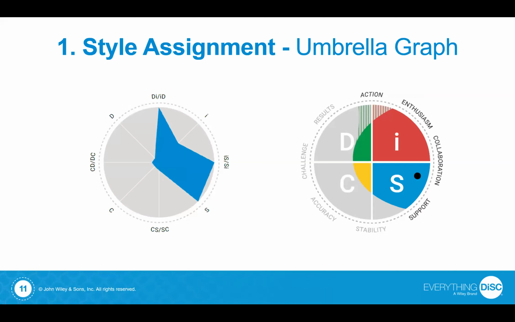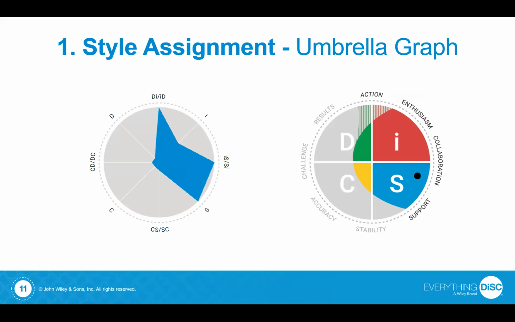And the whole purpose of the umbrella graph is to determine where your dot sits, in other words, your style assignment. All right, so you can see where my dot sits on the right-hand side. And if you look at my umbrella graph, you can see that that dot sits in the biggest part of the umbrella. Now, what skews it a little bit is that spike on the DIID scale.